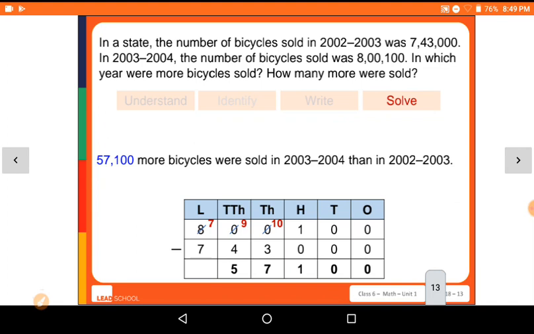57,100 more bicycles were sold in 2003-2004 than in 2002 and 2003.